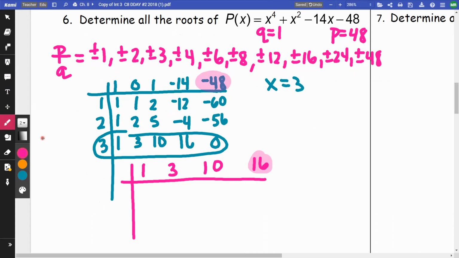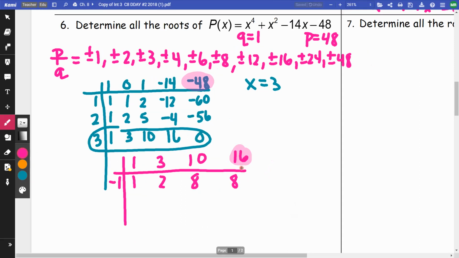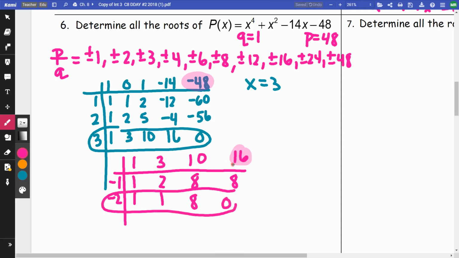Okay, so let's say I do -1, bring it down. 1 times -1 is a -1, I add it, I get 2. 2 times -1 is a -2, I add it, I get 8. 8 times -1 is a -8, I add it, I get 8. So still going in the right direction. Okay, I'm going to try -2. Bring down my 1. 1 times -2, I add it to 3, I get a 1. 1 times -2, I add it to 10, I get an 8. 8 times -2 is a -16, I add it, I get a 0. So I got my second 0 here. I have at x equal -2.